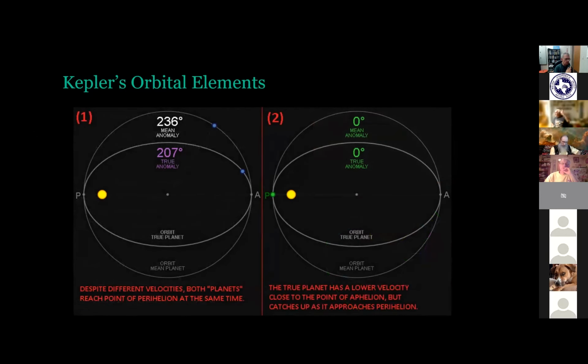So here, despite different velocities, we can see both planets reach the point of perihelion at the same time. If we compare, this is our actual planet, and this is the ideal for our planet's orbit. Here we reach the true anomaly when we're at aphelion or perihelion, but we can see how that true anomaly differs from the mean anomaly.